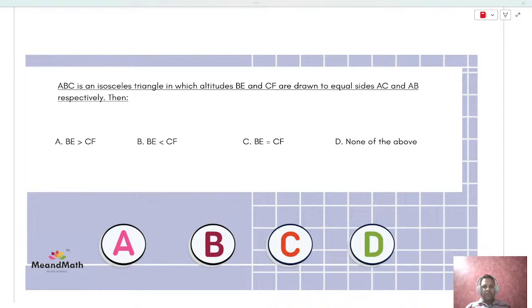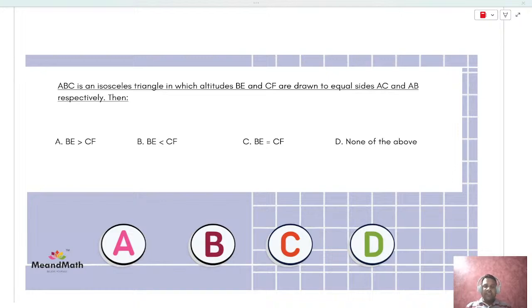Just understand the question. The question is saying that it is an isosceles triangle. First, what is an isosceles triangle? An isosceles triangle is about the sides. Two sides are equal in a triangle. That triangle is known as an isosceles triangle. You all know about that. Yes or no? Now triangle ABC is an isosceles triangle.